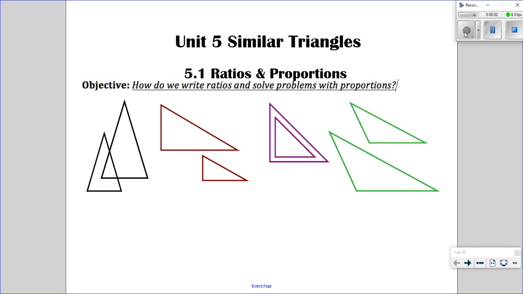Hi, welcome to Unit 5, Similar Triangles. Today's lesson will be ratios and proportion. The objective is, how do we write ratios and solve problems with proportion?